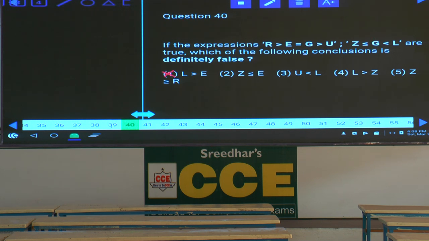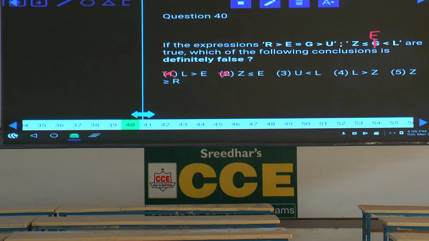Are you following this one or not? Then coming to the second, Z and E. E is here, Z is here. Now E equals G. As E equals G, Z is lesser than or equals to E. Now in the place of G, I can take it as E, or not? Now Z lesser than or equals to E is definitely true. Hence, the second one also cannot be your answer.